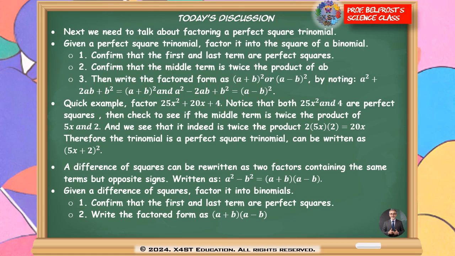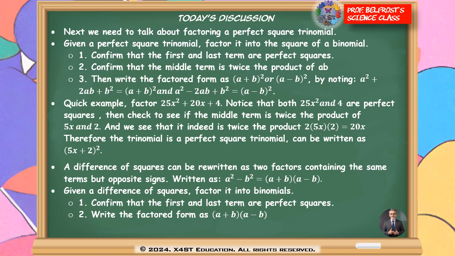Next, we talk about factoring a perfect square trinomial. Given a perfect square trinomial, first, confirm that the first and last terms are perfect squares. Second, confirm that the middle term is twice the product of a and b. Then we can just write the factor form. Okay, easy. Here is a quick example for you.